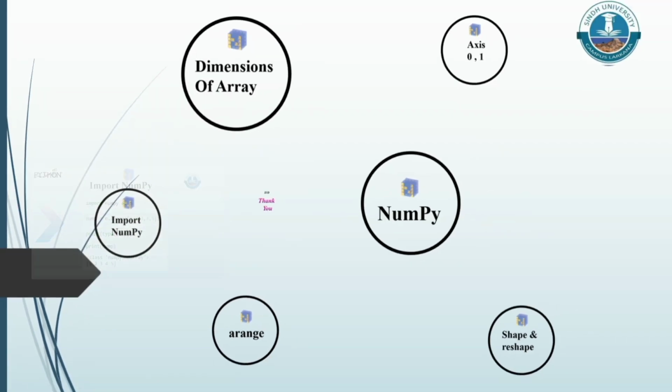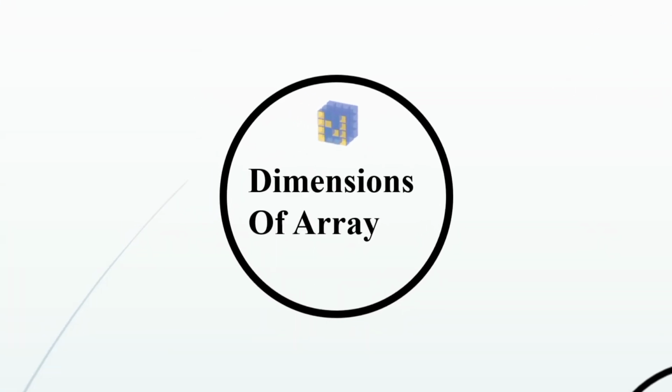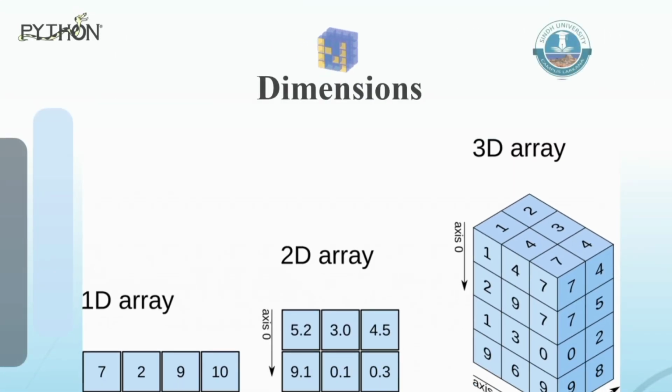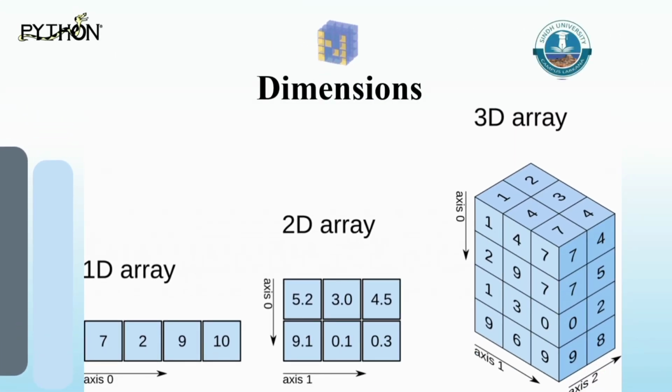Now we have the topic that is dimensions of array. We know that array can have multiple dimensions. It can have one dimension, array can be of two dimensions, array can have three dimensions, and it can be of higher dimensions. Like a 1D array contains a single row, that is a unidirectional array or linear array. It contains a single row, and it looks like this.